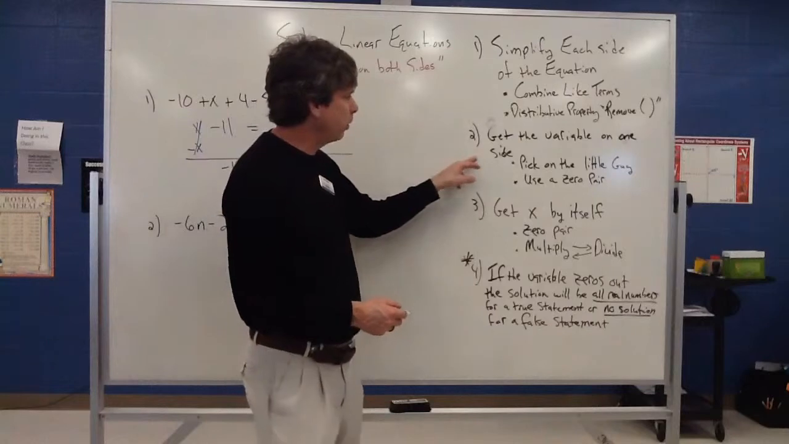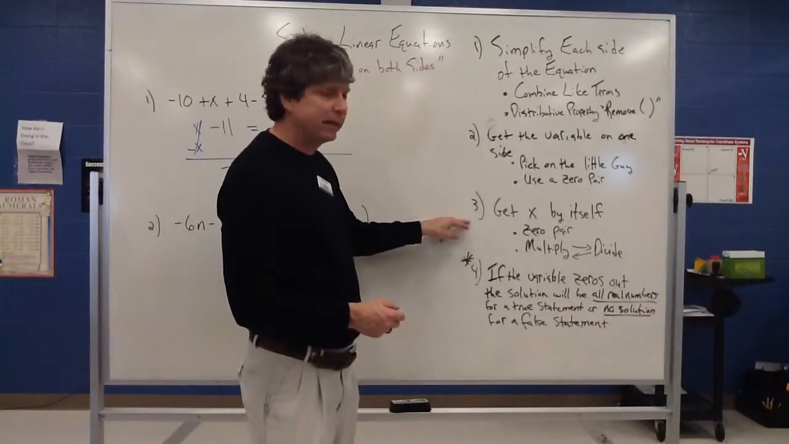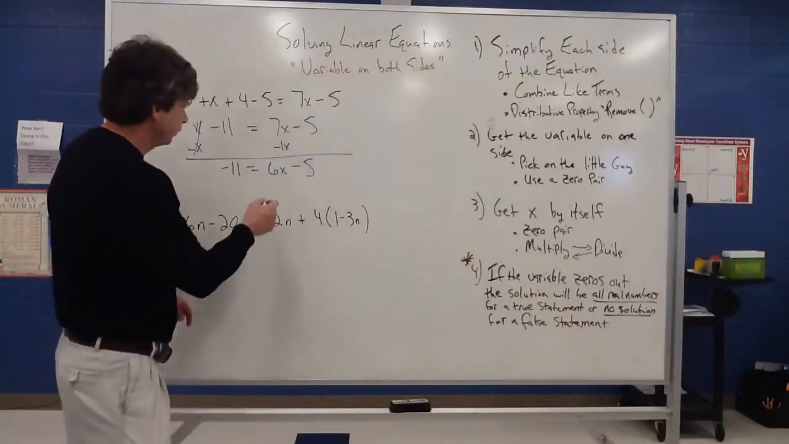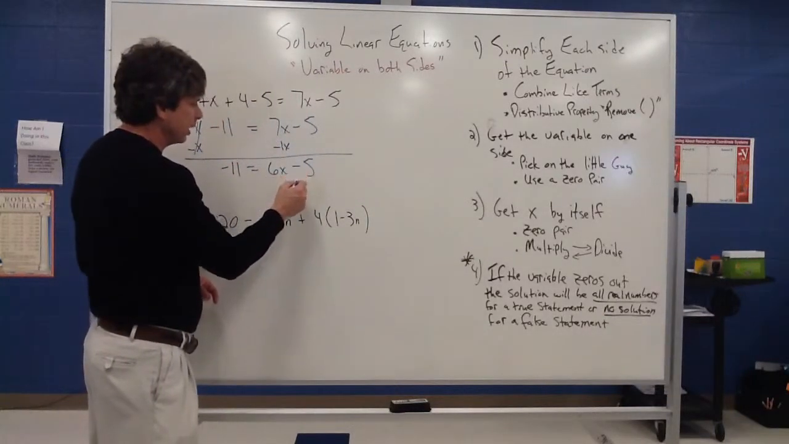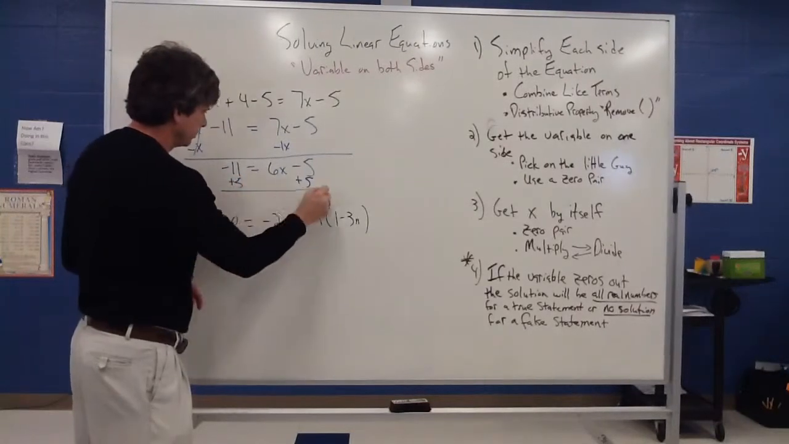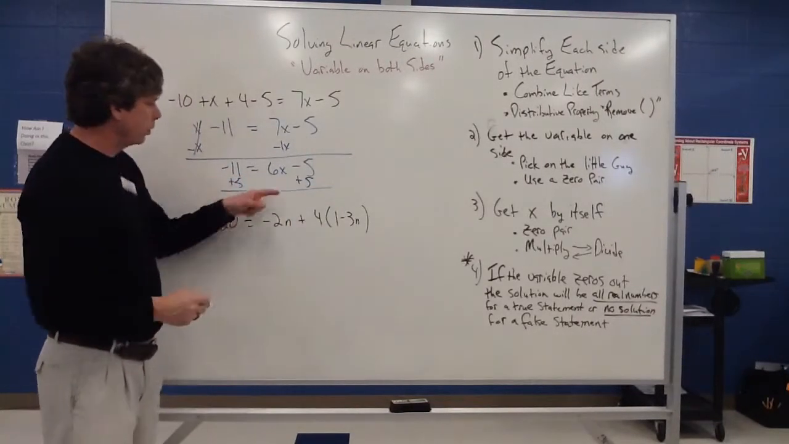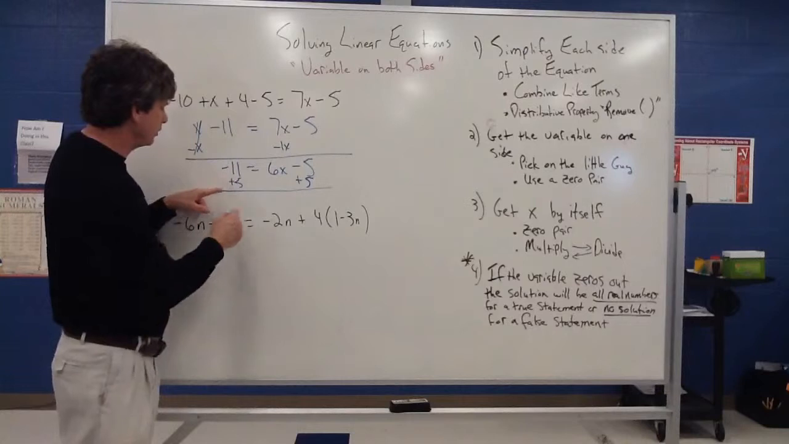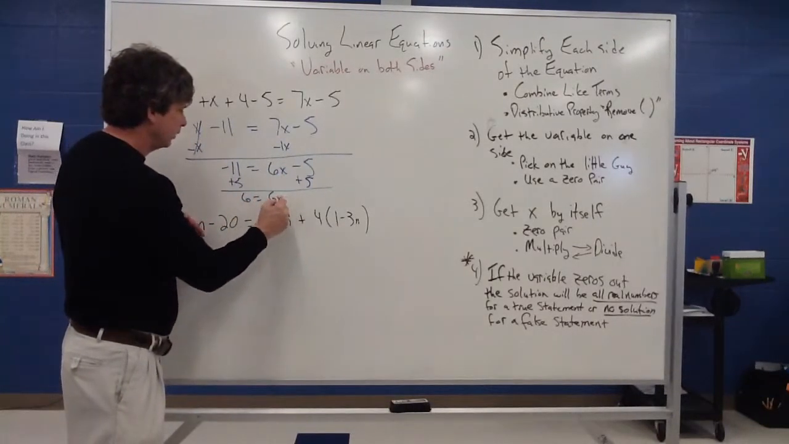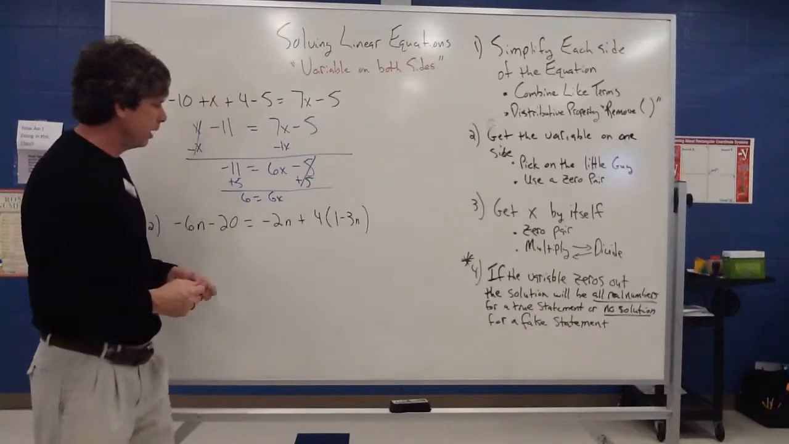So I've got the variable on one side. My next move now is to get the x by itself. Zero pair and then multiply or divide. So to get that x by itself, I need to get rid of that negative 5. I can add a 5 to both sides. Create a new equation. A negative 11 and a positive 5 would give me a negative 6. 6x comes down. Those negative 5s drop out.